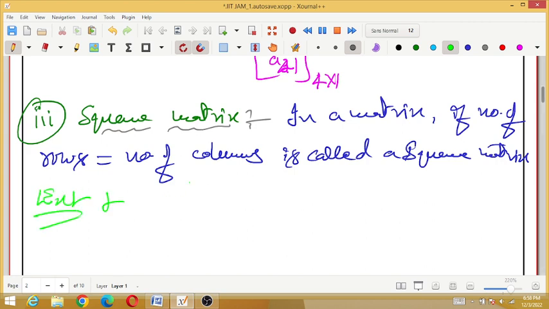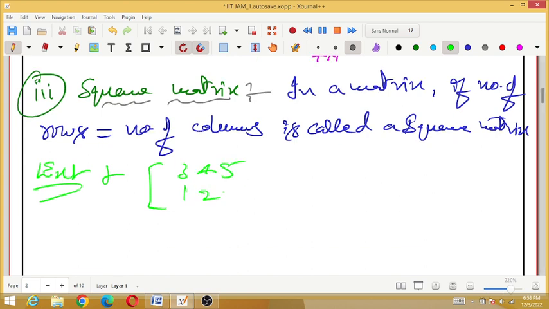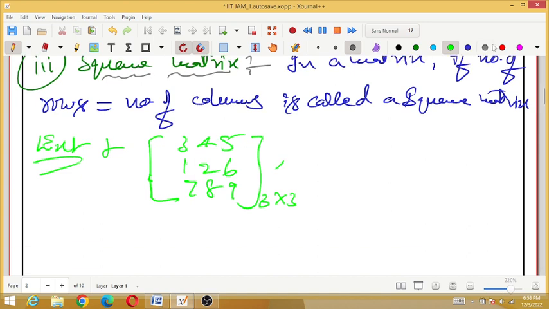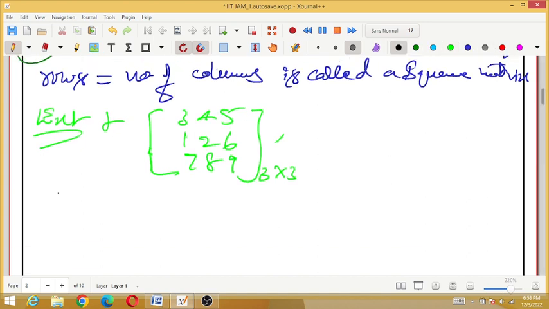Rows and columns are equal. So there are many examples: 3, 4, 5, whatever it may be. 2, 1, 2, 6, 7, 8, 9. Here there are 3 rows and 3 columns. That's why this is a square matrix.